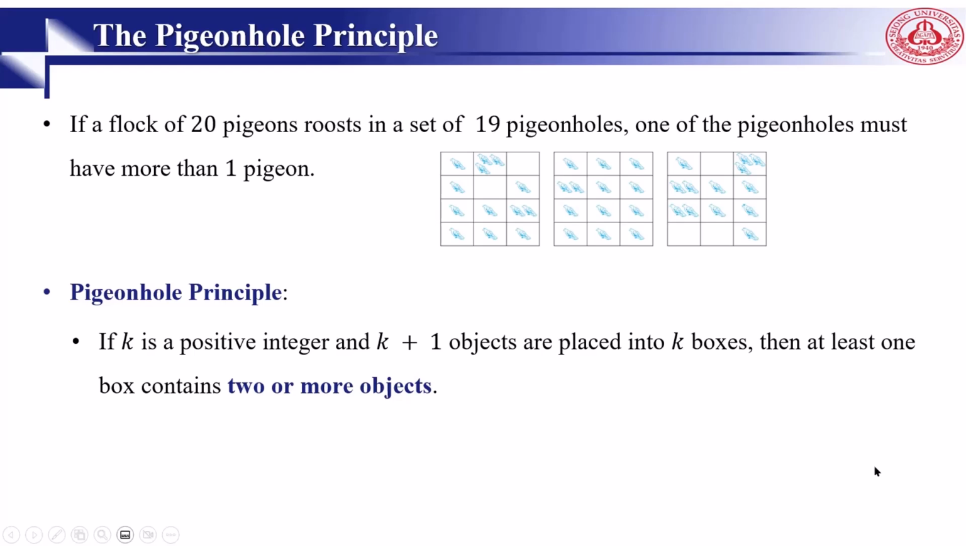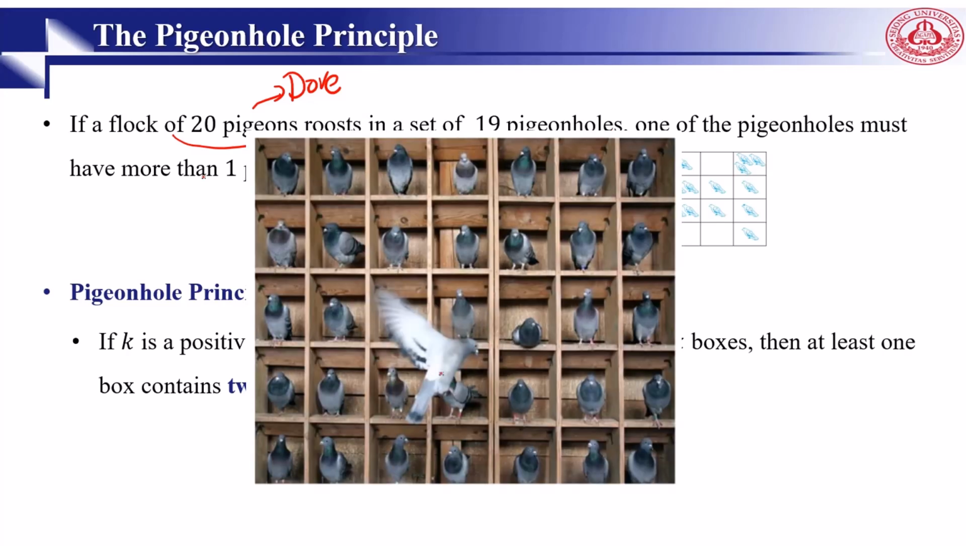Well, the next topic, we are going to talk about the pigeonhole principle. The pigeonhole principle is a simple but beautiful and useful idea. Very simple: if a flock of 20 pigeons roosts in a set of 19 pigeonholes, as you can see here, one of the pigeonholes must have more than one pigeon. Here, we have 35 holes but 36 pigeons. Based on this principle, one hole must have more than one pigeon.